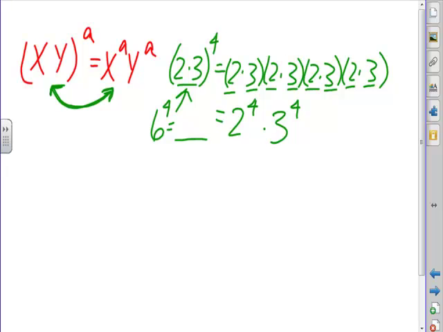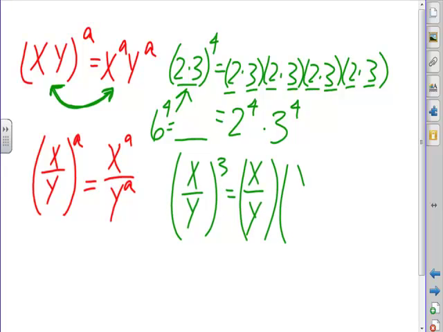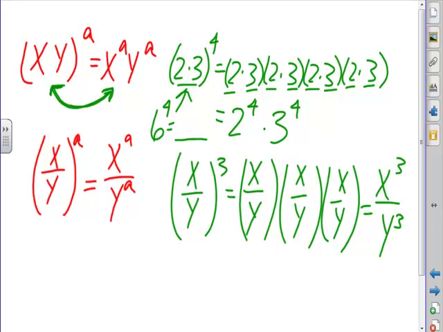Okay, and then along the same lines, when we have a quotient, x over y, raised to a power, we can rewrite that as x to the a over y to the a. And once again, this comes in kind of handy at times. So just as an example of that, if we had something like x over y cubed, what that really means is x over y times x over y times x over y. And when you look at it like that, you can pretty clearly see that it's the same as x cubed over y cubed. So, these 5 laws come in handy. I'm going to just do a few examples to apply them.